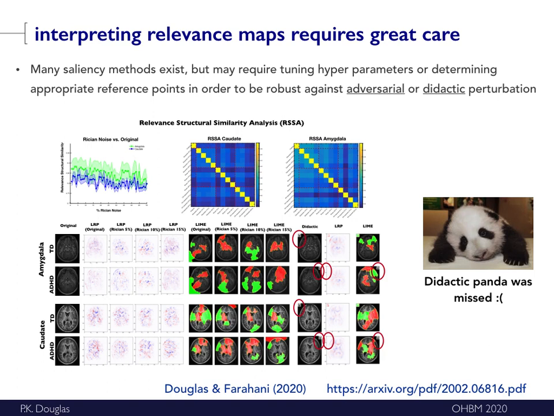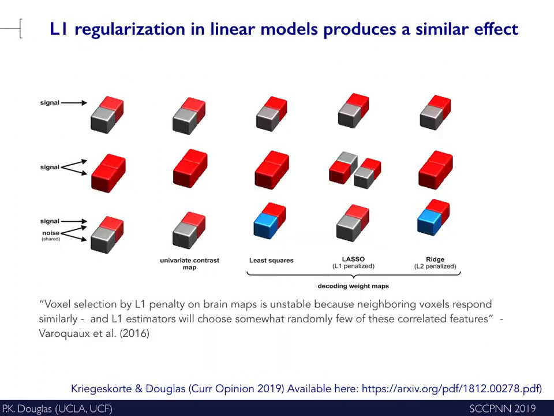And unfortunately, the panda was missed, particularly when it provided redundant information. So if it was in the top left corner, the subject was typically developing, or the top right corner, the subject had ADHD. And so the model tended to favor one or the other corner in terms of assigning relevance. This is, of course, a similar effect that occurs when one applies L1 regularization to linear models.